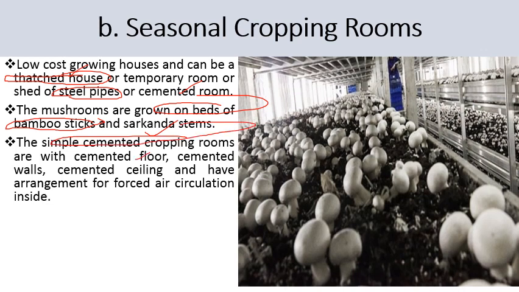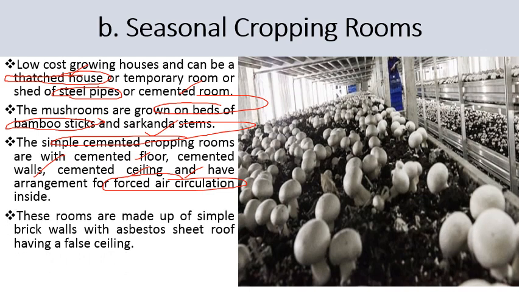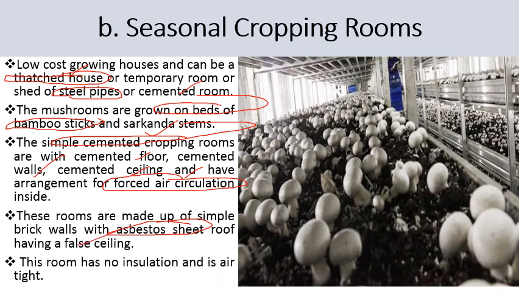Cemented floors, cemented walls, cemented ceiling, and arrangements for forced air circulation inside. Arrangements are made so that the air is forcefully circulated. These rooms are made up of simple brick walls with asbestos sheet roof having a false ceiling. And these rooms have no insulation and are airtight. So there is no insulation, and they are airtight, and in them we can circulate air in a controlled way.